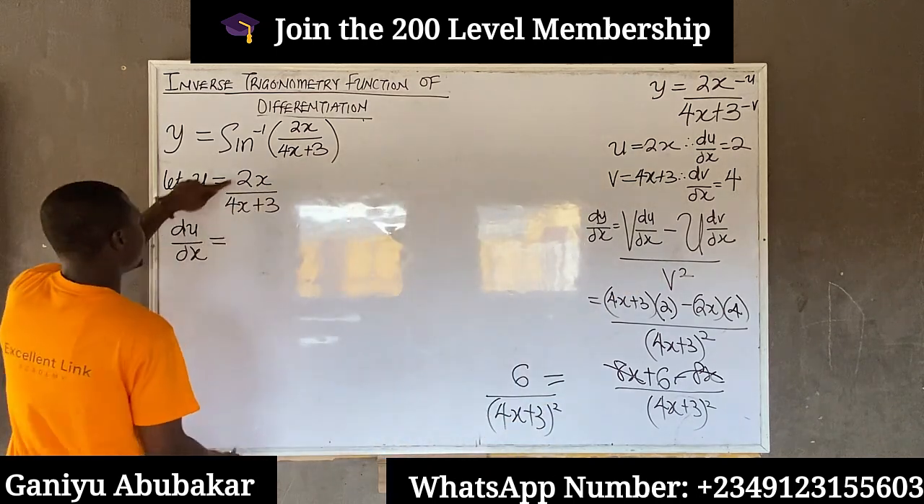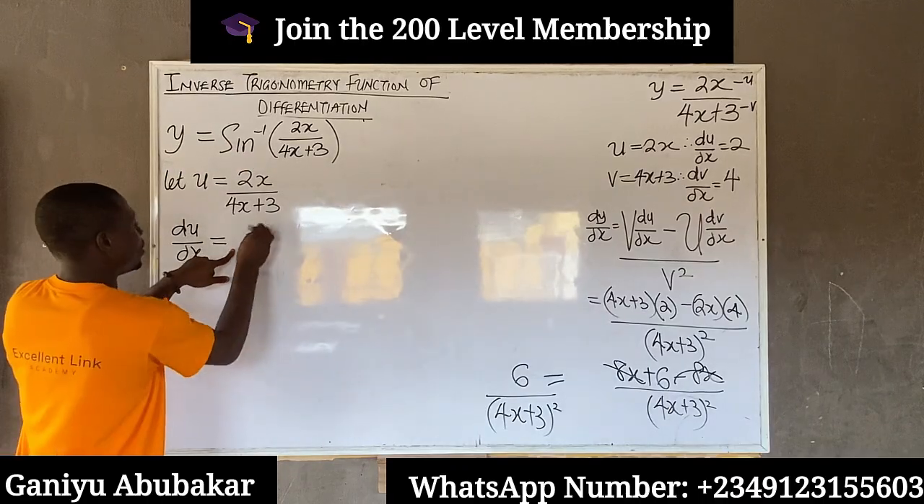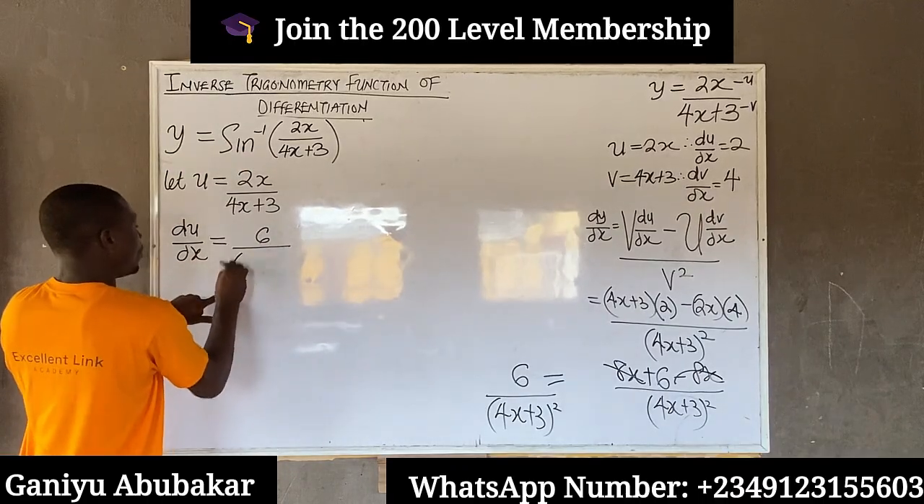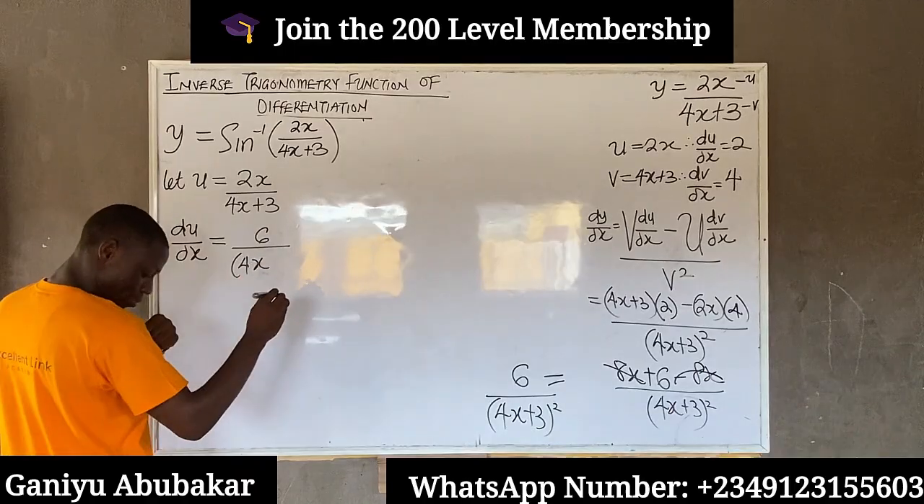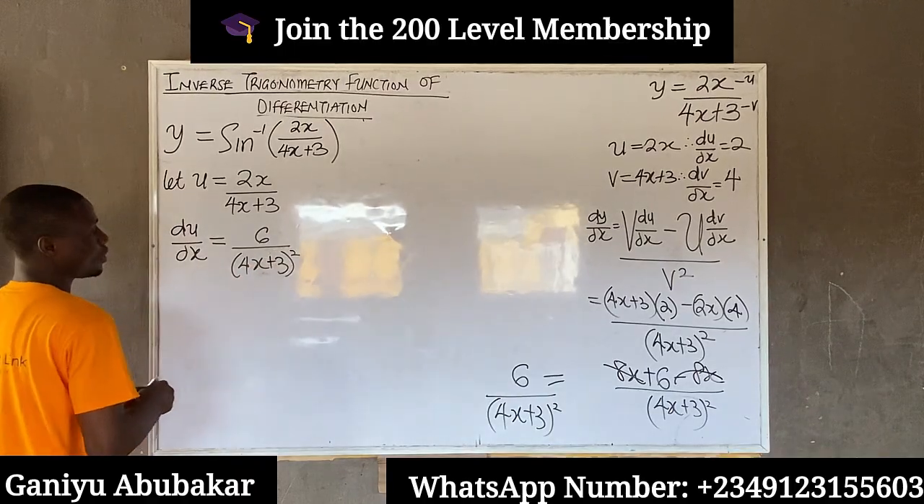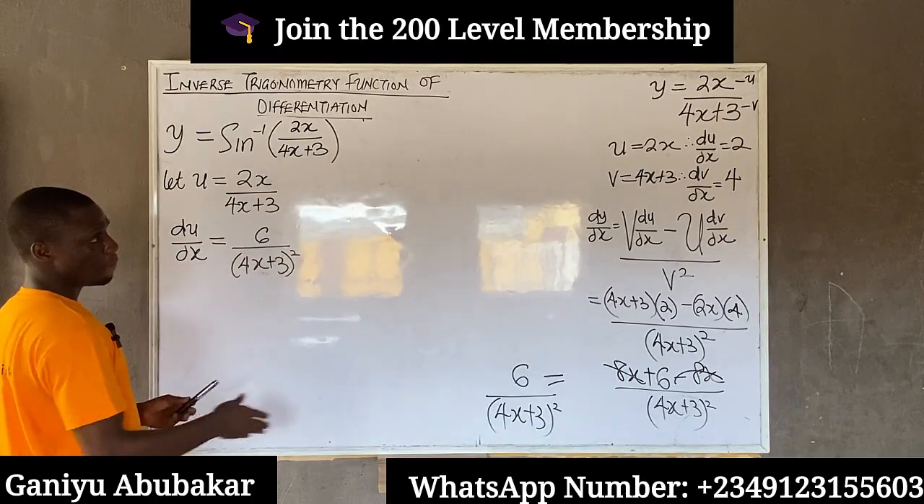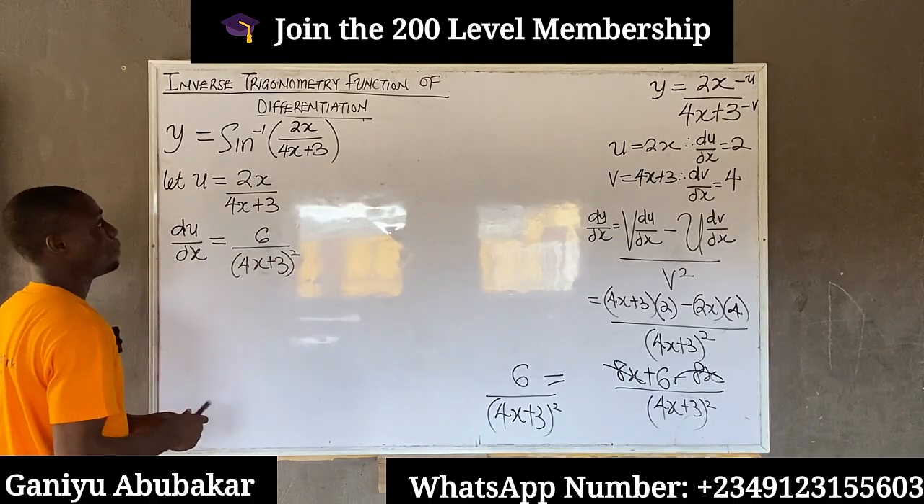So I'll come here. If I differentiate u with respect to x, I'll have du dx to be 6 over 4x plus 3 all squared. That's how you get the answer. So you solve that probably on a jotter, get your answer, and put your answer here.